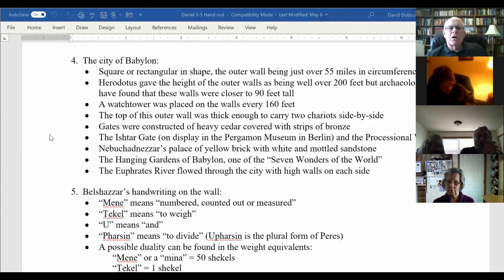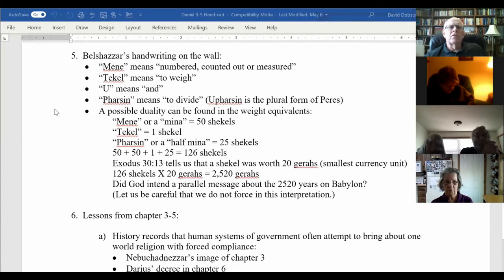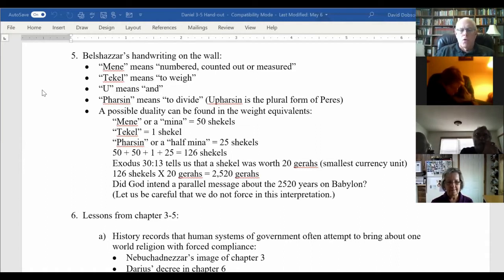But it mentions here the Ishtar Gate, Nebuchadnezzar's palace, the Hanging Gardens of Babylon was one of the ancient 7 wonders of the world. But I wanted to focus just a little here on this material under point number 5. I would at least like you to be familiar with it. As we get further into the chapter, I forget where we actually read to, but Daniel, verse 14 and on, Daniel is called in to interpret the hand that was writing on the wall.